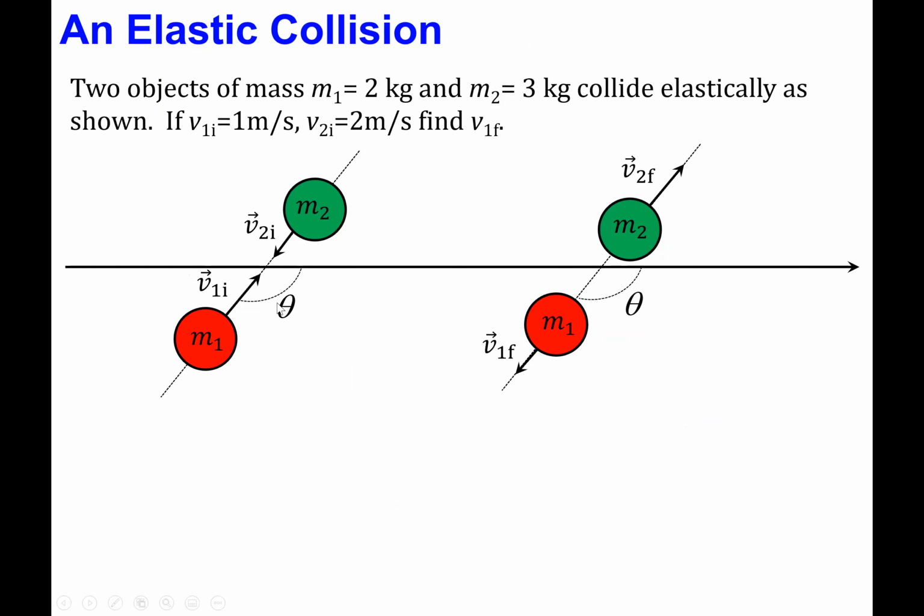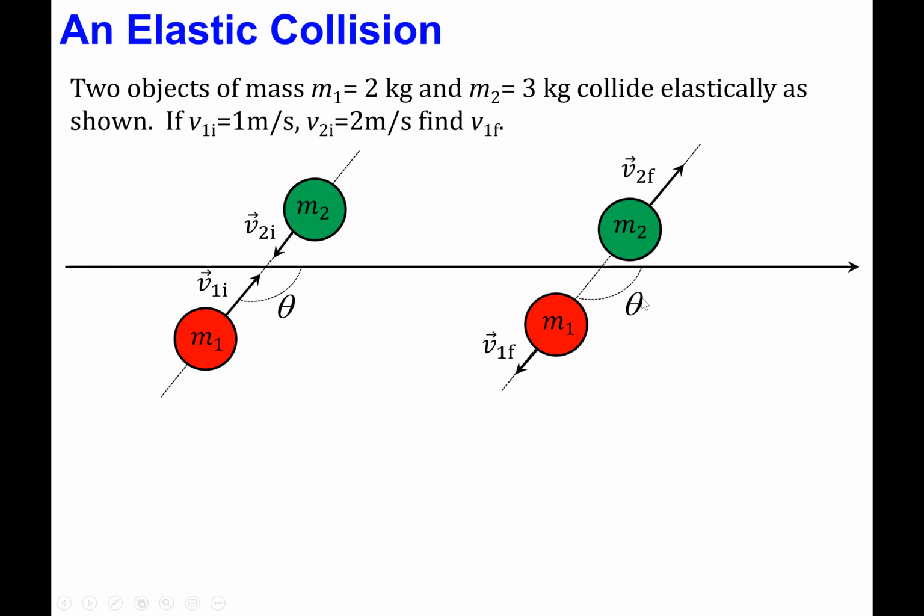Let's look at this arrangement. We have two masses, M1 and M2. And we can look at the initial situation off to the left here, where both masses are approaching each other with their own independent velocities. V1 initial is pointing this way, V2 initial pointing this way, and we have some angle that describes the orientation of this line of interaction.